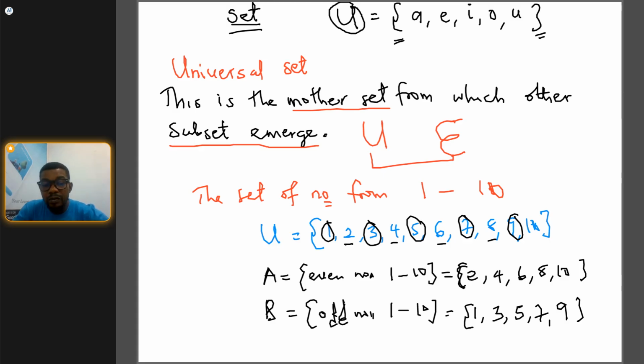So you can see that out of the universal set again, we got another subset, which is subset B. So a universal set is referred to as the mother set, and it is the set that gives birth to other subsets. That is why it is considered the mother set. I believe universal set is clear to us, so we can proceed. If it is clear, please kindly react.